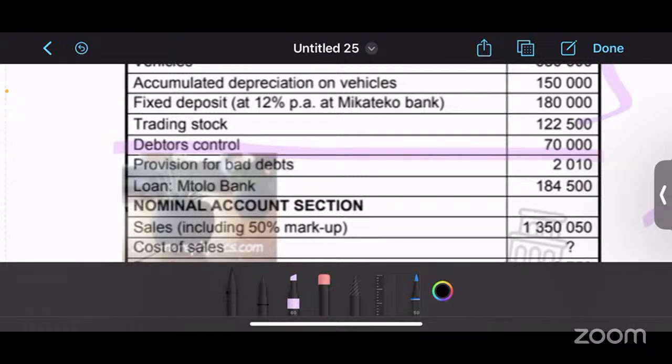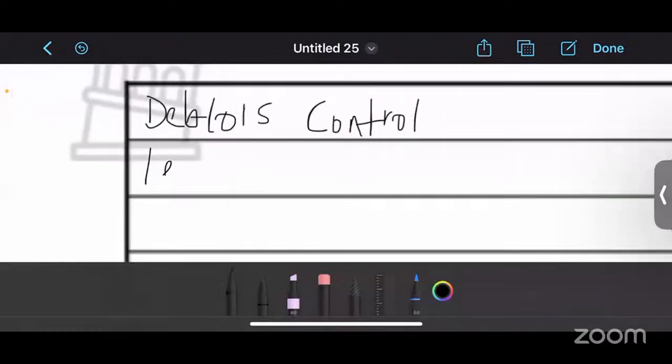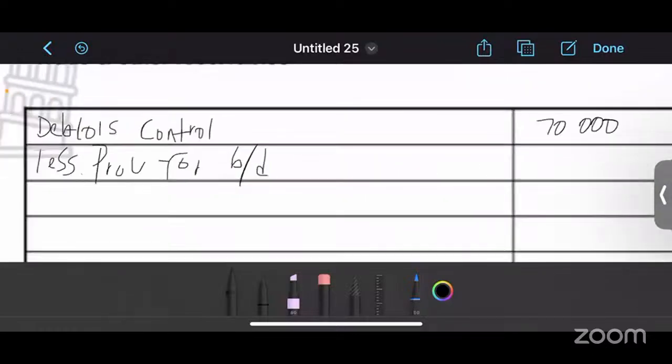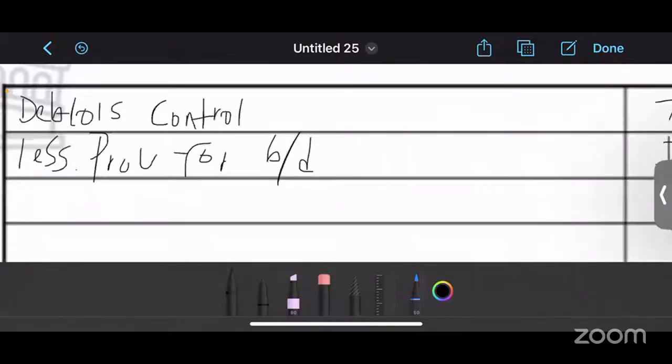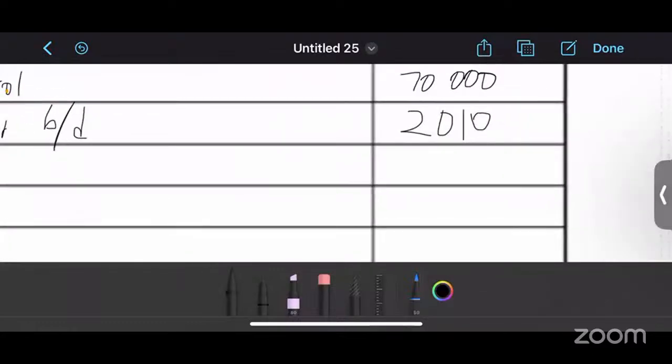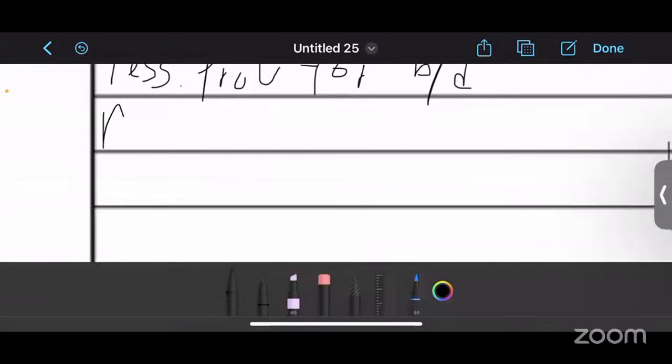Debtors control minus the provision for bad debts. So we less provision for bad debt, which is 2,010. All right. Which will give you net trade debtors. Which is going to be 67,990. There's your net debtors, right?